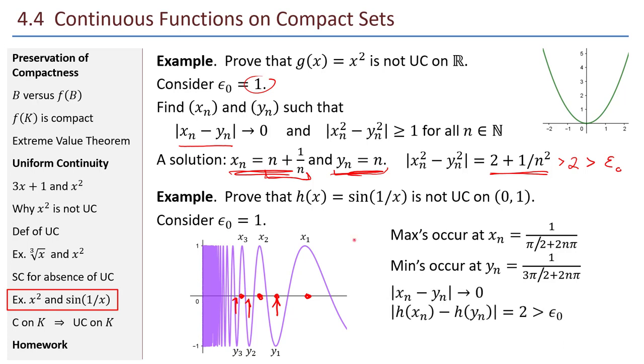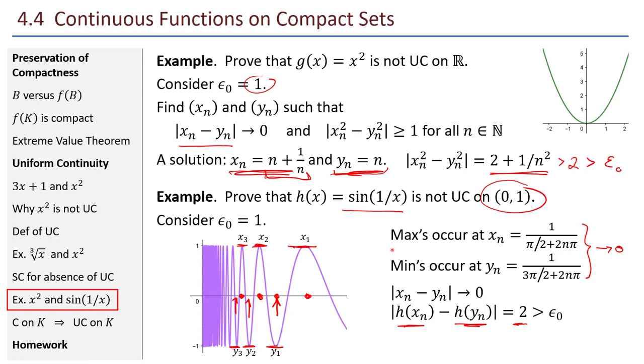And we can make a couple pretty quick observations. The difference of xn and yn is going to go to 0. In fact, these two sequences individually go to 0, so certainly their difference goes to 0. But also, h of xn minus h of yn is always 2. The xn's have a function value of positive 1, and the yn's have a function value of negative 1. So whenever I take a difference, the answer will always be 2, which is always greater than epsilon naught. So we've proven that sine of 1 over x is not uniformly continuous on the bounded interval from 0 to 1.